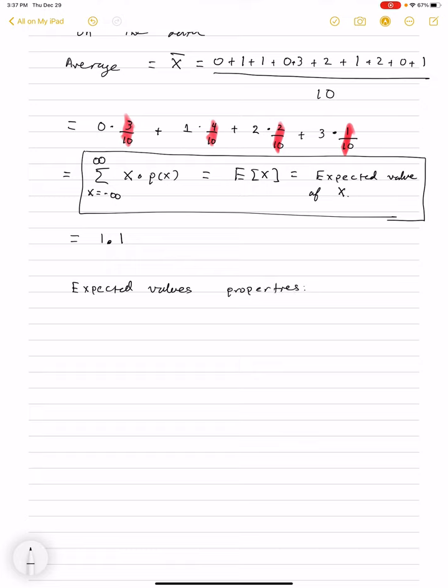Expected value properties. First, the expected value of a function of a random variable is the sum, from minus infinity to positive infinity. Another common notation is for all outcomes in the sample space, because the sample space is where we have non-zero probability, of h of x times p of x.